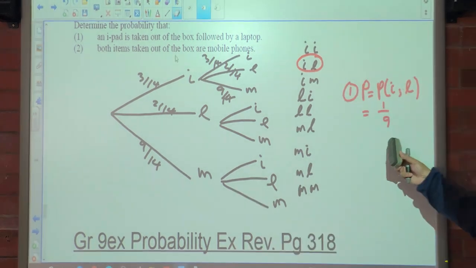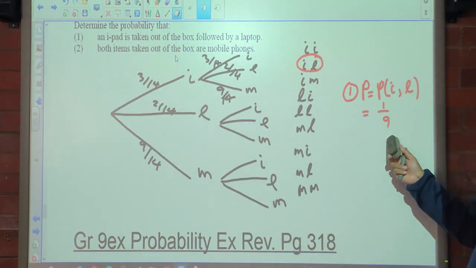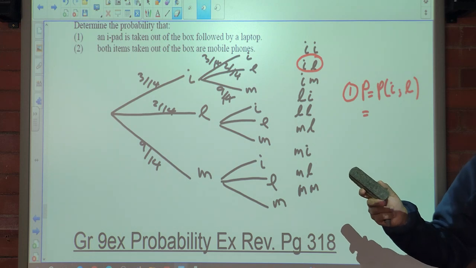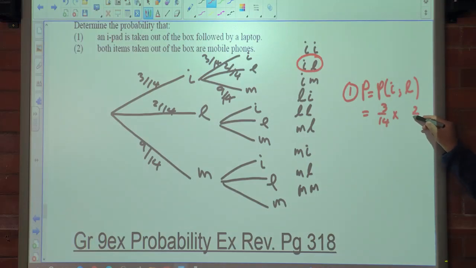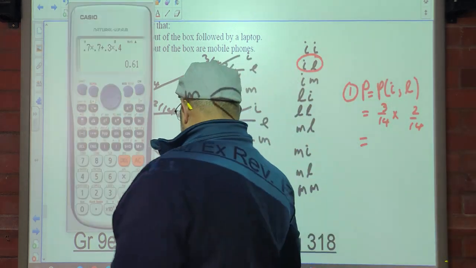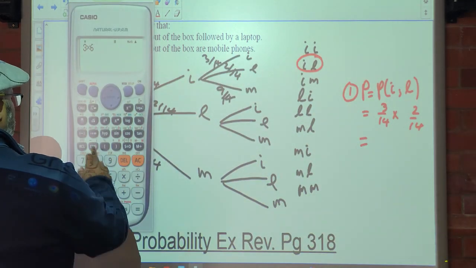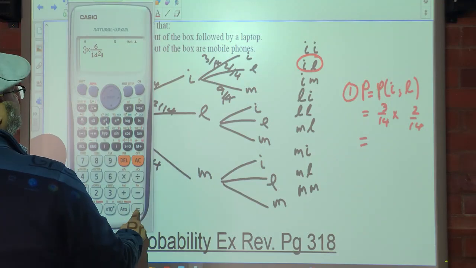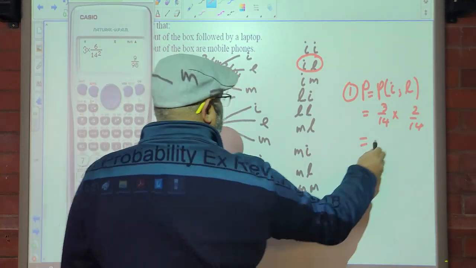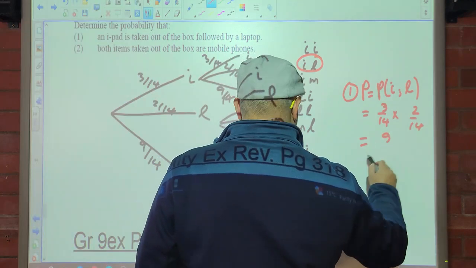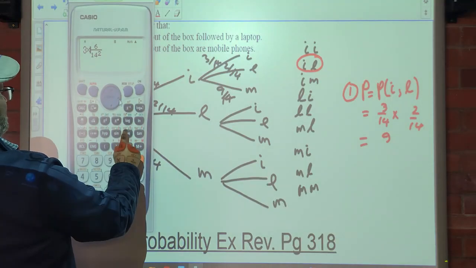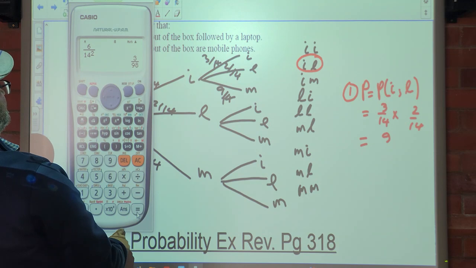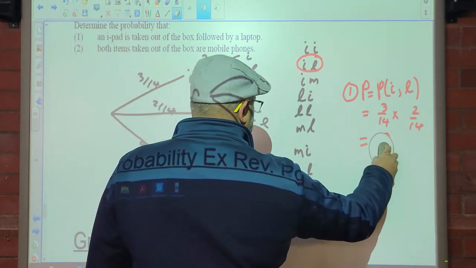No. This will only work if the weighting is even. I forgot about that. So this weighting is not even. Can you see that? So what should it be? The probability of an iPad, 3 out of 14 multiplied by 2 out of 14. There we go. That makes more sense. It's going to be 3 times 2, which is 6, over 14 squared, 14 times 14. That gives you 3 over 98. There you go.